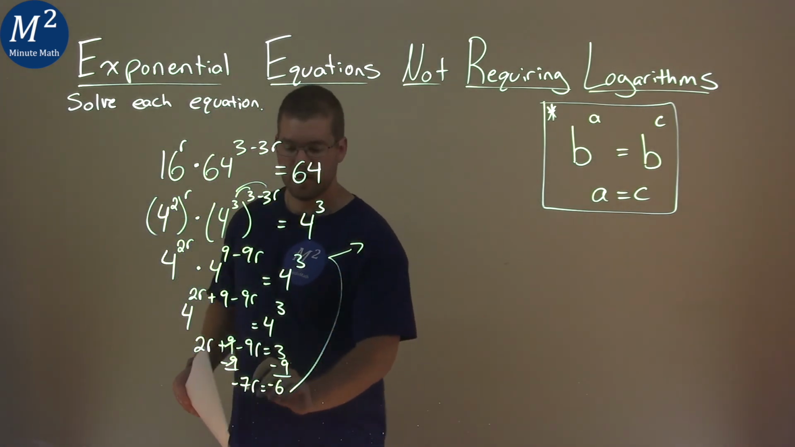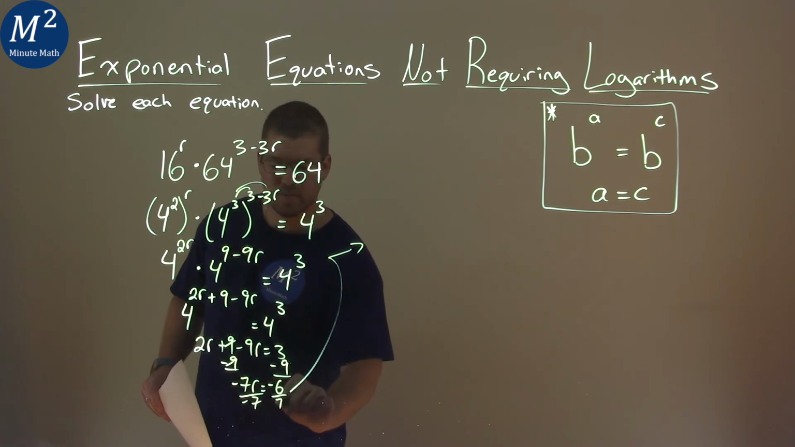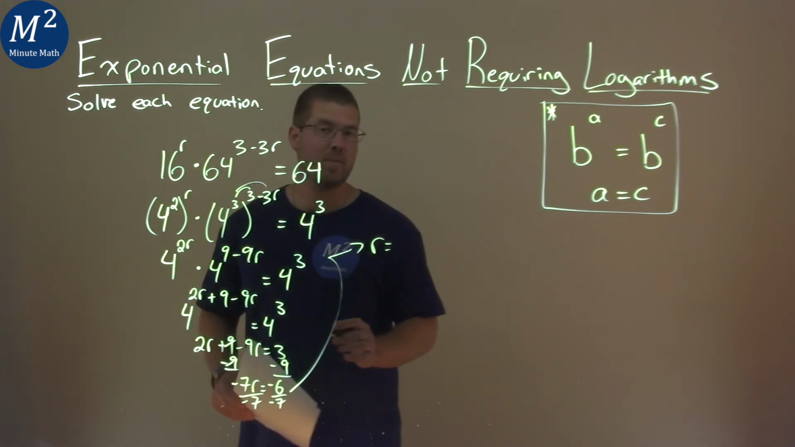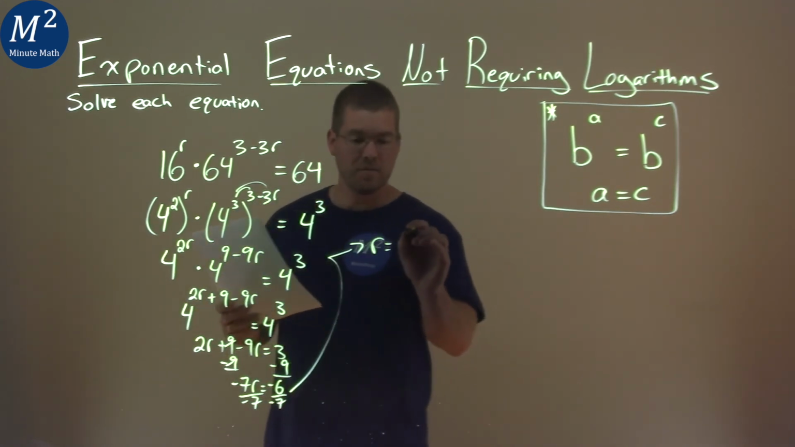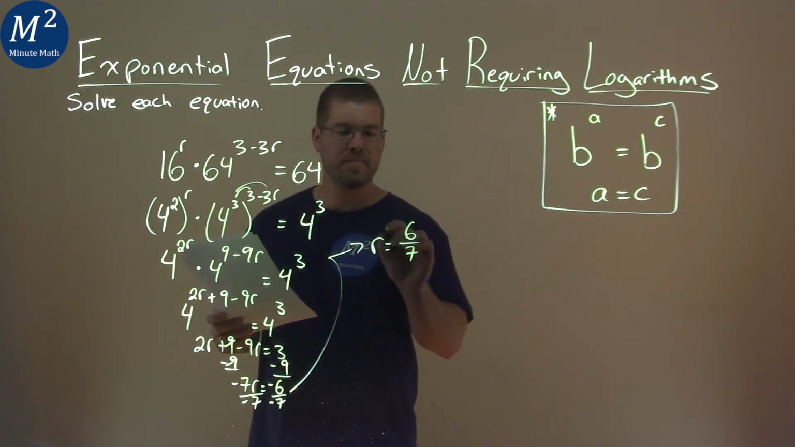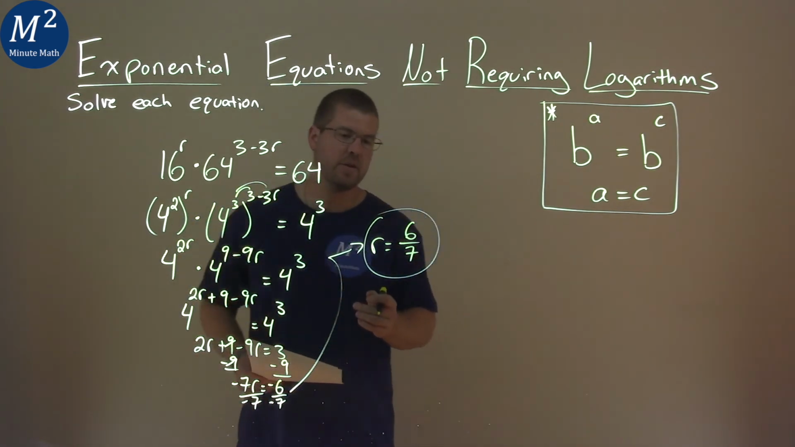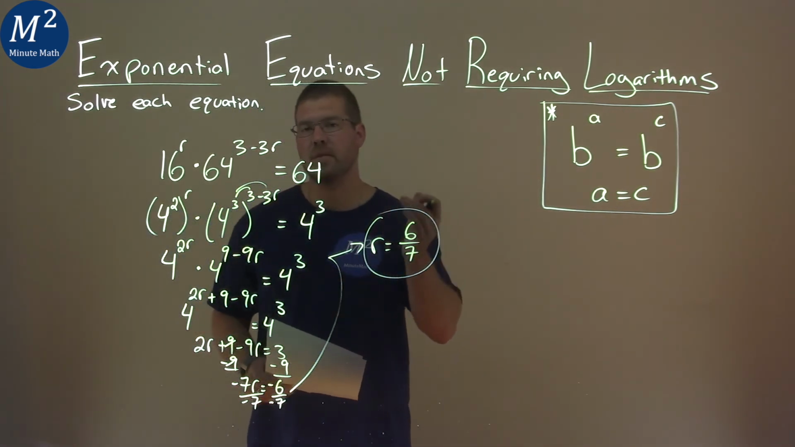Keep on going here, divide both sides by negative 7, and r is equal to negative 6 divided by negative 7, which is a positive 6 over 7, and that's it. It doesn't simplify anymore, and so our final answer here is r equals 6 over 7.